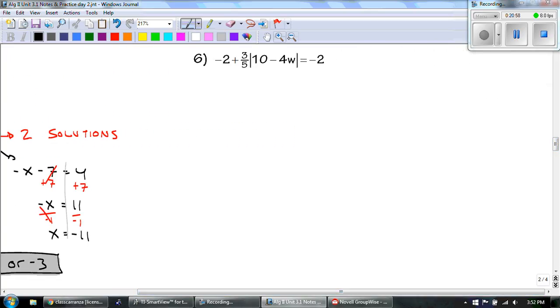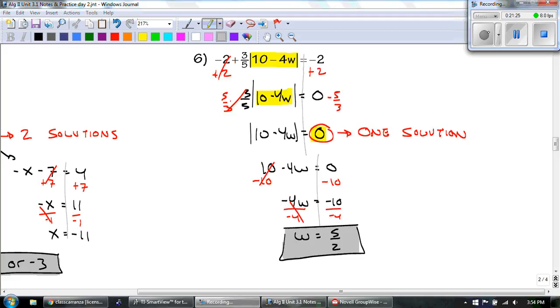So number 6, all on your own. Okay. Don't be scared. It's not no solution. You can't be like, oh, it's no solution. Remember, get the absolute value by itself. Pause the video. Good luck. Okay, and you should get that w equals 5 over 2.